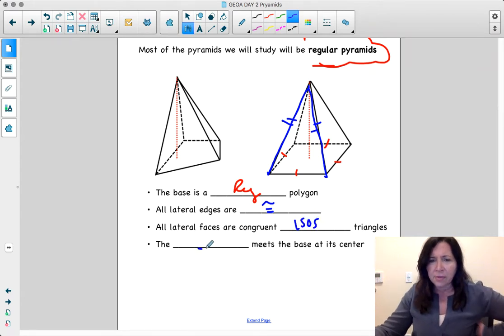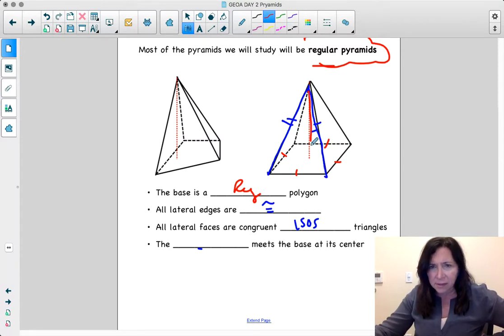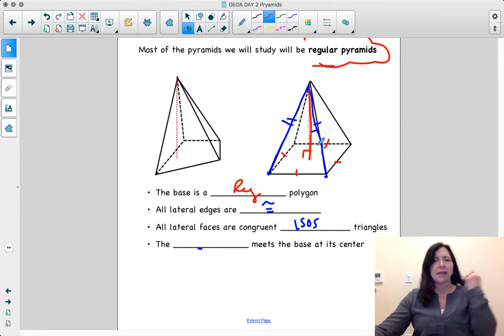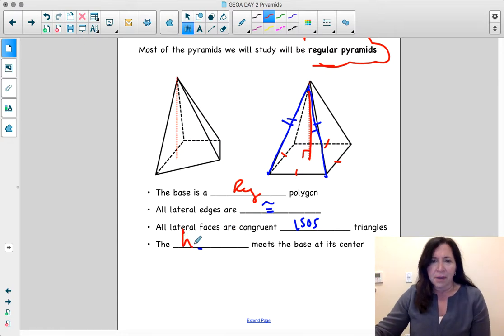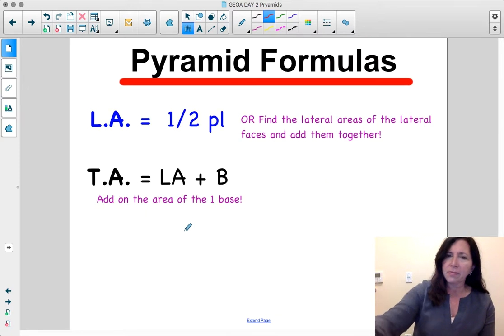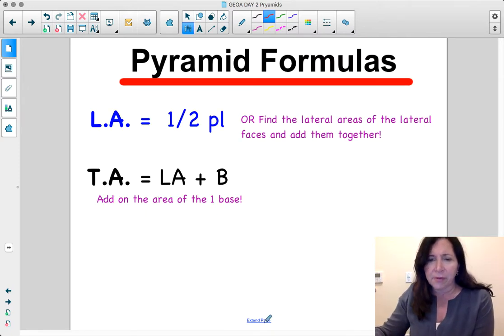And then the blank meets the base at the center. So that's going to be this distance, and that's that length, that's the height. Another name for height is altitude, okay? We have a couple of pyramid formulas.